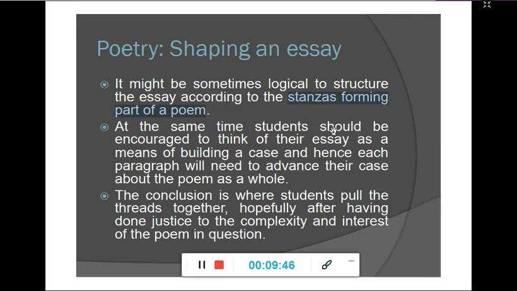At the same time, students should be encouraged to think of their essay as a means of building a case, like a case study, and hence each paragraph will need to advance their case about the poem as a whole. The conclusion is where students pull the threads together. The threads, the bits and pieces that were in the stanzas and the paragraphs you wrote before, you put them all together. So I rework the introduction again to introduce the theme of the poem, but I do it in the form of a conclusion to close my topic.